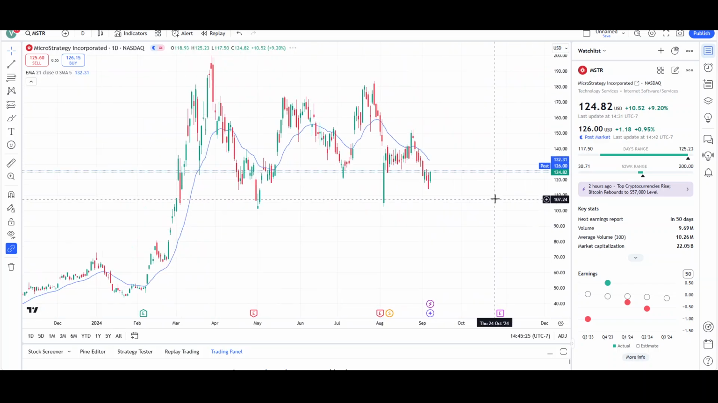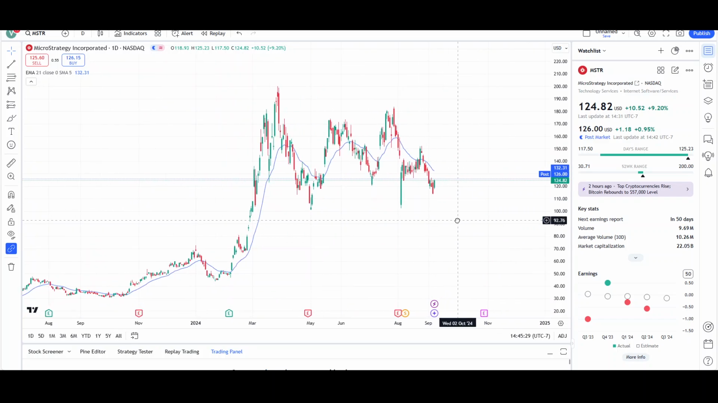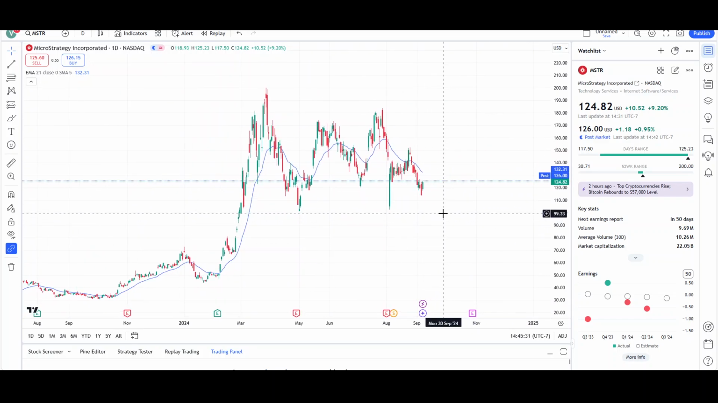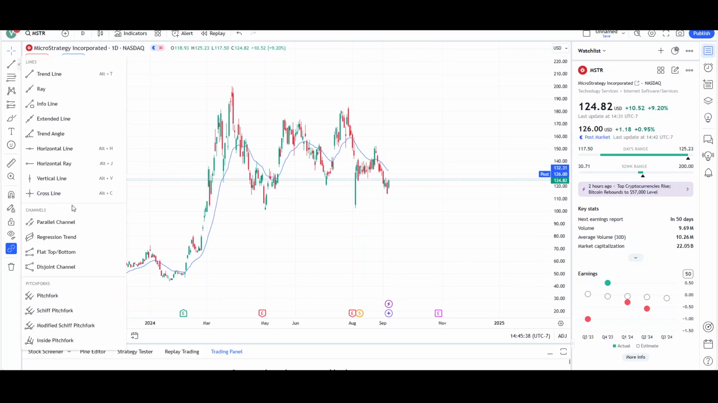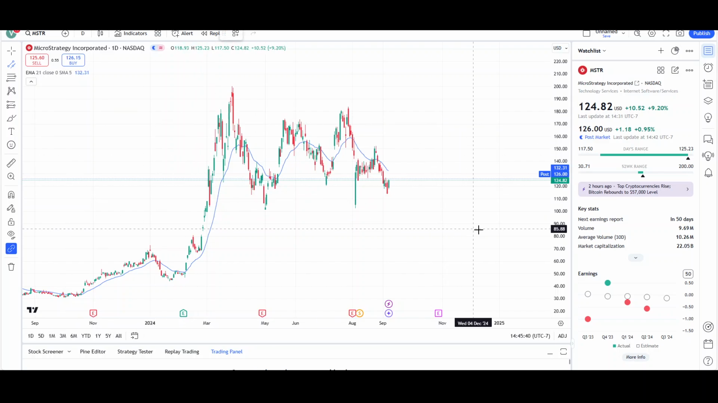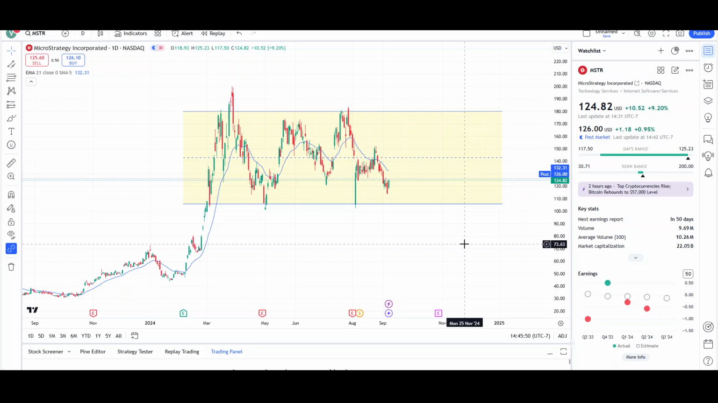So let's take a look at MicroStrategy Incorporated, MSTR, a Bitcoin company owning billions of dollars of Bitcoin, highly leveraged. So if Bitcoin is in a bull market, which it is right now, there's a good chance this will also follow Bitcoin's price. So let's take a look at the dominant technical pattern, which is a range. You see that we're finding resistance right around the 180 level, support a little bit lower, you can say at the 105. So basically it's a sideways trading pattern.